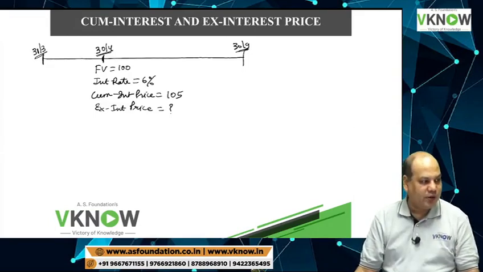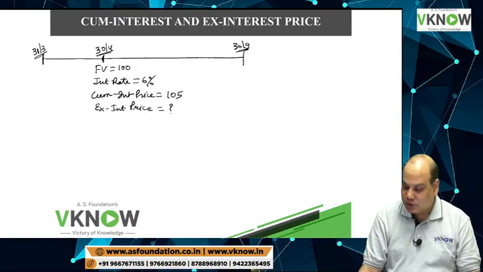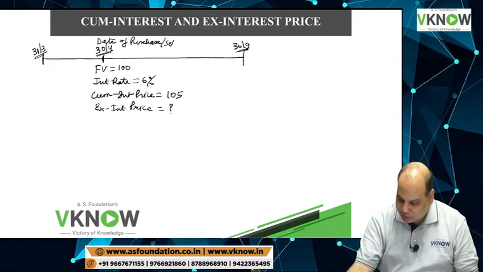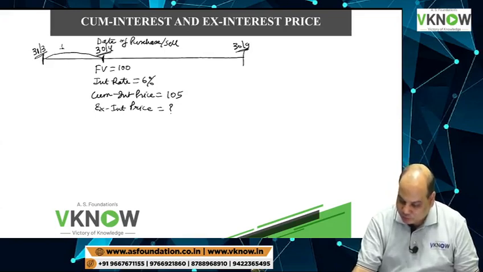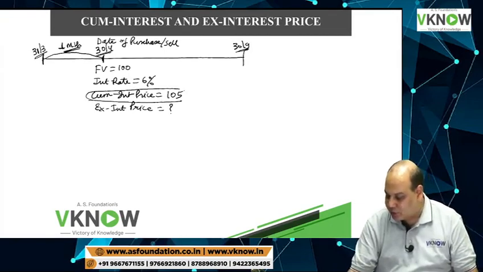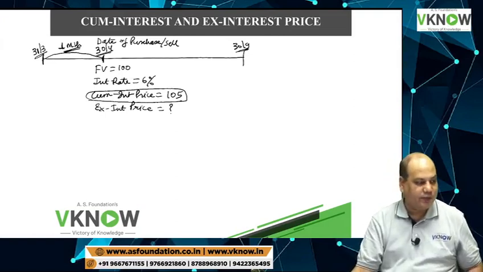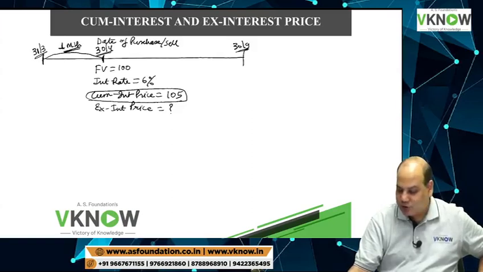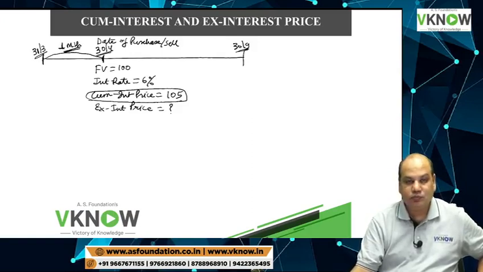What is ex-interest price? Student will answer now. This 30th is the date of purchase or sale by one party to other. Interest has accrued for 1 month. Cum-interest price is given, 105. What is the ex-interest price here?